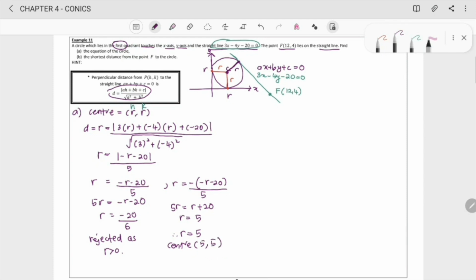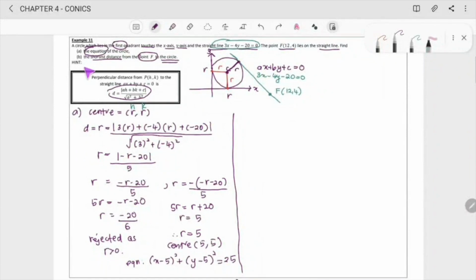But the question of A is asking for the equation of the circle. So the equation is (x minus 5) squared plus (y minus 5) squared equal to R squared, so 25. The question asks for the equation; it doesn't matter whether general or standard, but for me we have the radius 5 and the center (5, 5), so the easiest way is using the standard form of the equation.